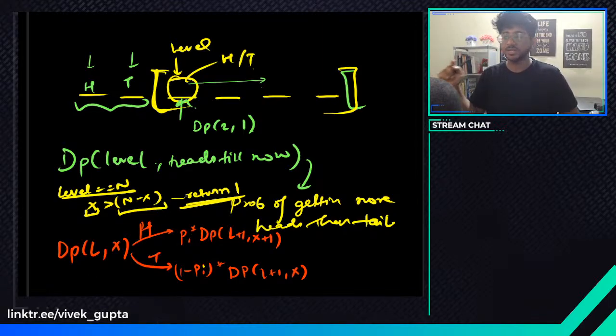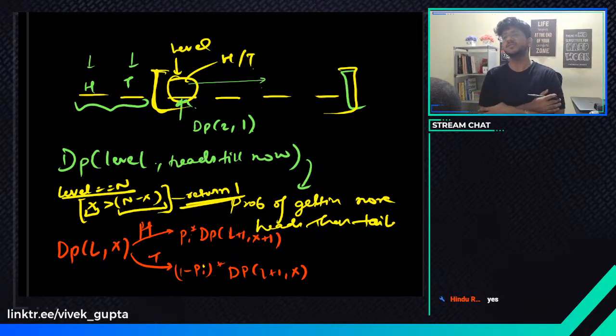Not level equal to n, return 1. That is a base case, but in that case you have to check if it is a valid configuration, right? So then only we do this way. Clear, everyone? How did this work?